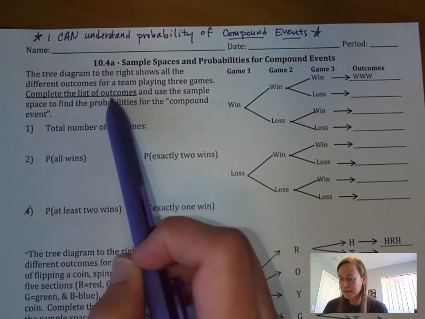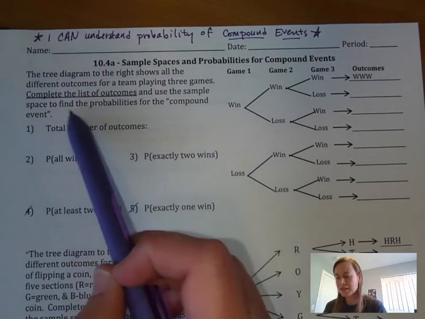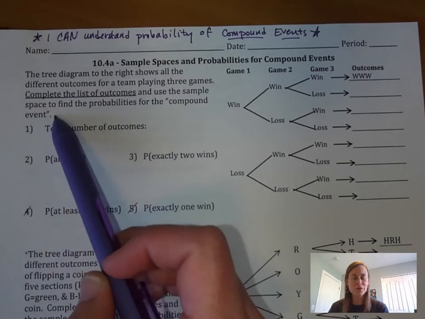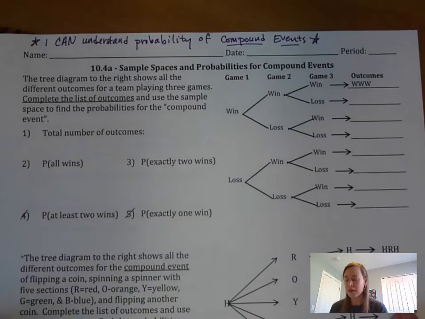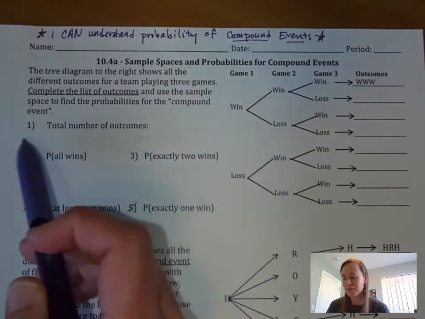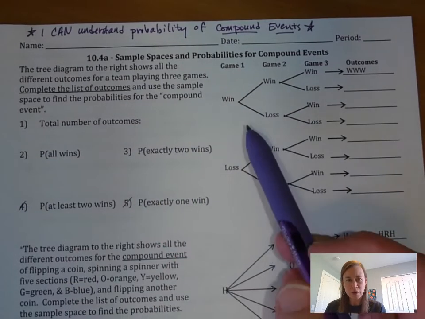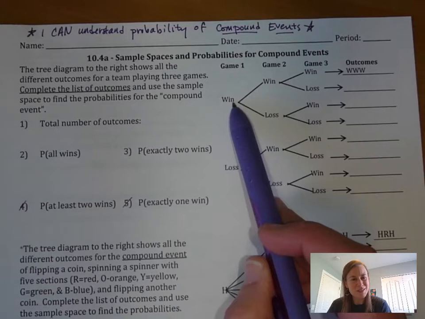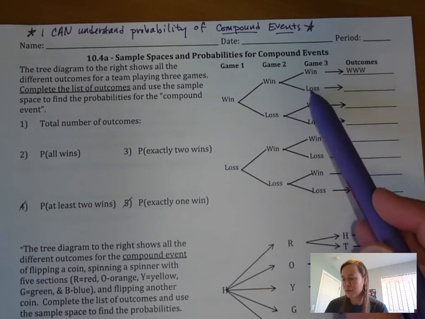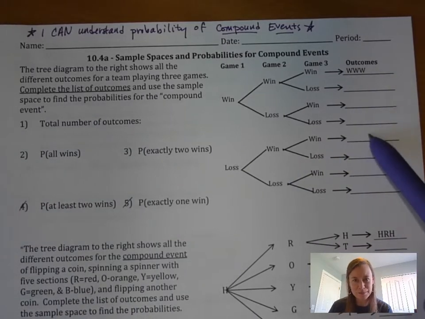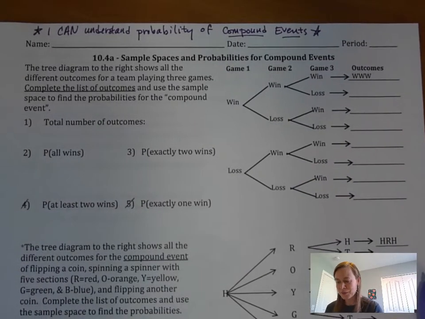It says to complete the list of outcomes and use the sample space to find the probabilities for the compound event. Okay, let me make a quick note for those of you who don't have a printer at home. What should you be writing down right now? That's a really good question you might be asking yourself already. You do not have to write down all of these words, okay? But I do want you to write the tree diagrams. You don't have to write the whole word win. You could write W and L if you want. So W, L, W, L. But you do need to have the tree diagrams and definitely this list of outcomes. Okie dokie. So let's keep going.